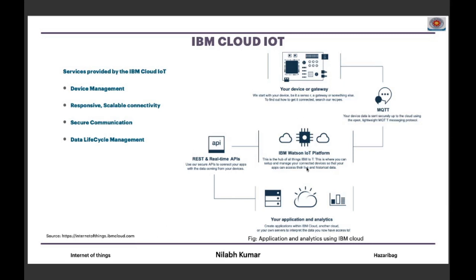This IoT platform can be accessed using APIs, and these APIs are called REST APIs. These APIs give data from the cloud to create an application analytics. It means the data over the cloud in the IBM Watson IoT platform can be accessed via API, and that data can be used for analytics. IBM Cloud IoT even provides analytics tools, pre-existing analytics tools.